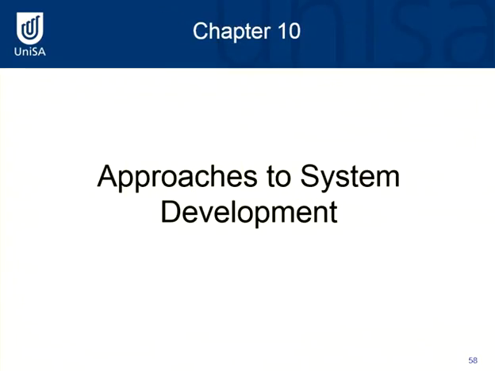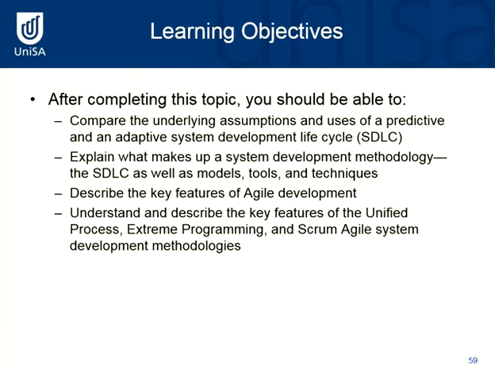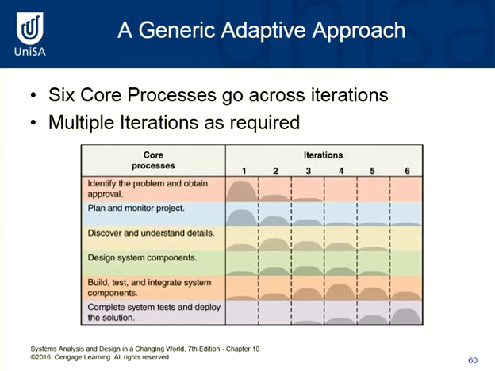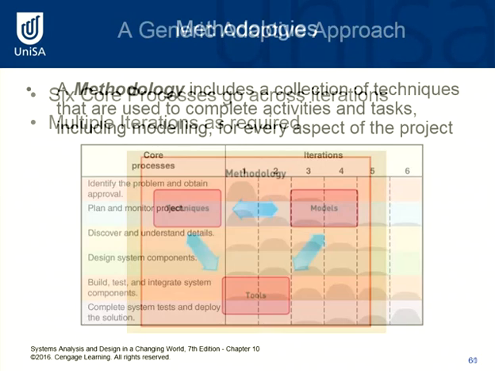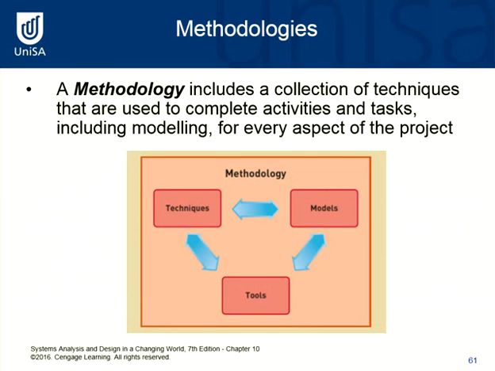And finally, Chapter 10, Approaches to System Development. Looking at the systems development life cycle, again, understanding that there are different ways of representing and developing systems through different life cycles and approaches. Understanding what is a methodology, what is a technique, what is a model, and what is a tool, and how a systems analyst needs to be equipped for whatever methodology they're using with various techniques.